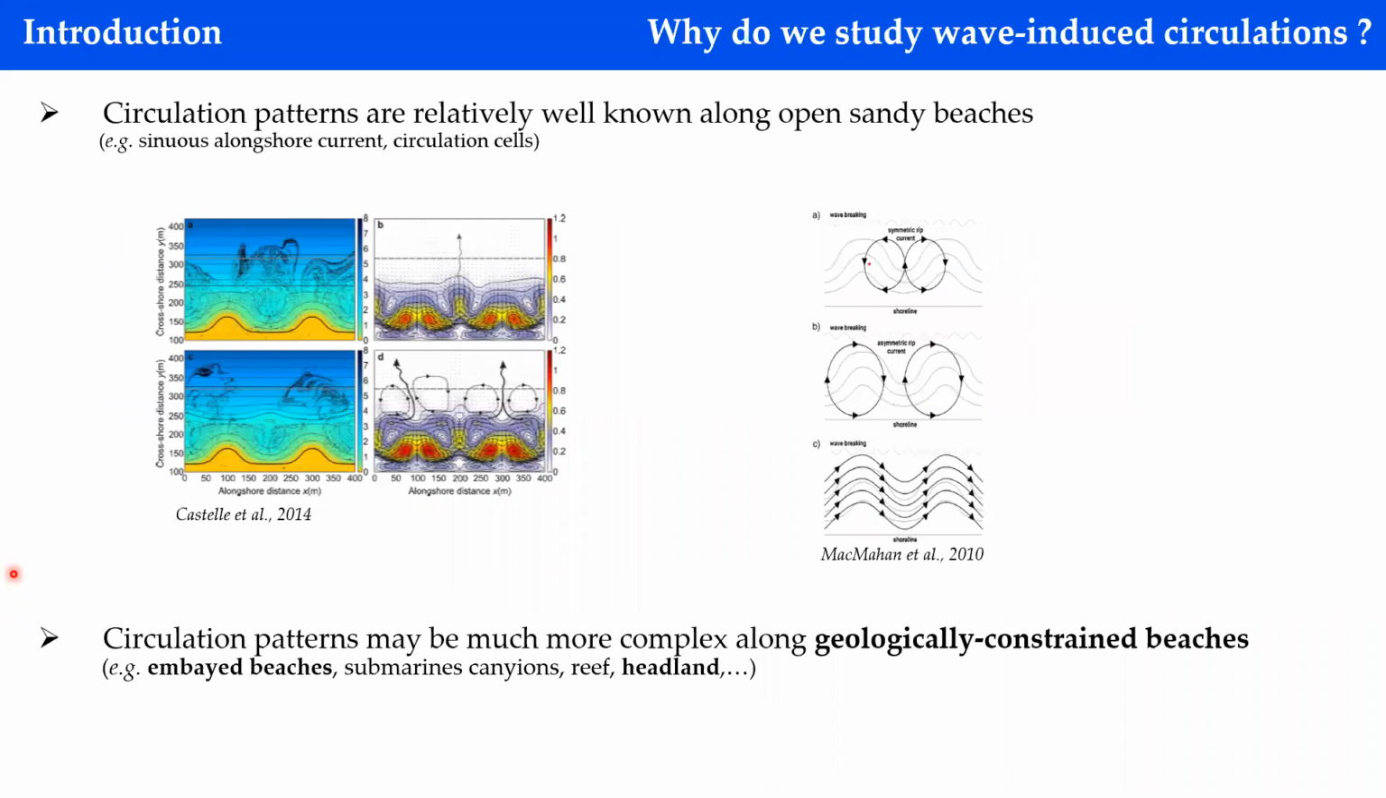Along open sandy beaches, the circulation patterns are relatively well known, with alongshore currents under oblique waves and a circulation cell system under shore-normal waves. But along beaches with strong geological inheritance, these patterns may be much more complex. And a typical geologically constrained beach is the embayed beach, which is closed by two headlands at the extremities.